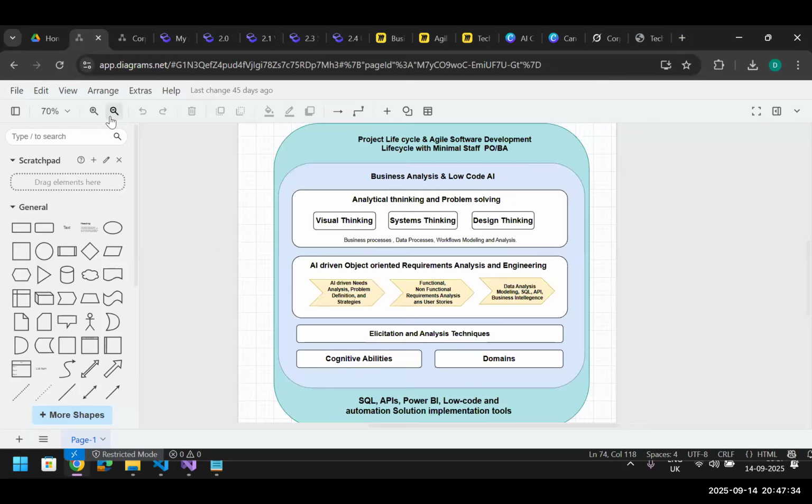If you look at the overall modules, this is the big picture of where all this will be carried out in a project. Within the project, as a business analyst or business intelligence business analyst, we need these skills: analytical thinking and problem solving, especially in a diagrammatic way. We should know UML diagrams, process diagrams, data process diagrams, workflow diagrams, modeling and analysis. Those are the skills required for a BA.